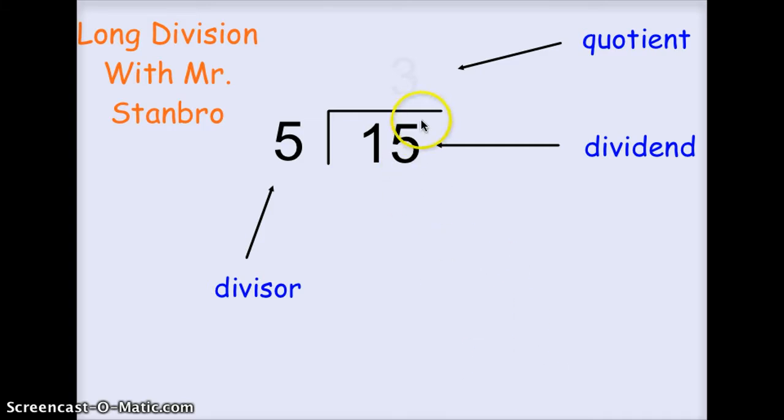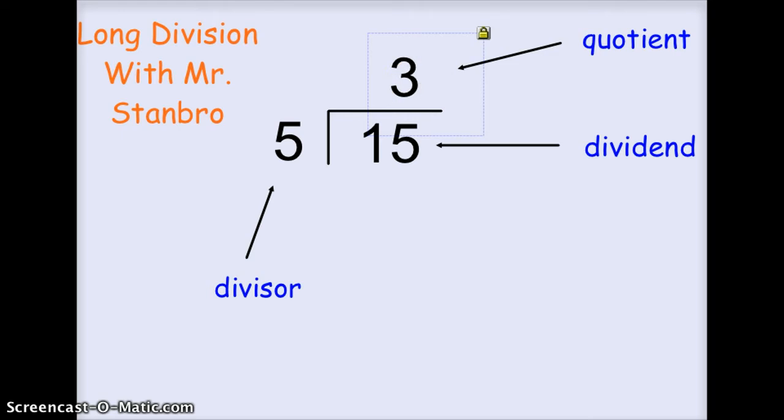Right here you'll see a dividend of 15. What that means is that is the number we're going to be dividing. In this case, we're dividing it by 5, which is called our divisor. So we're asking ourselves how many times 5 goes into 15. That answer is called our quotient, and in this case it's 3. So 15 divided by 5 is 3, where 5 goes into 15 3 times.